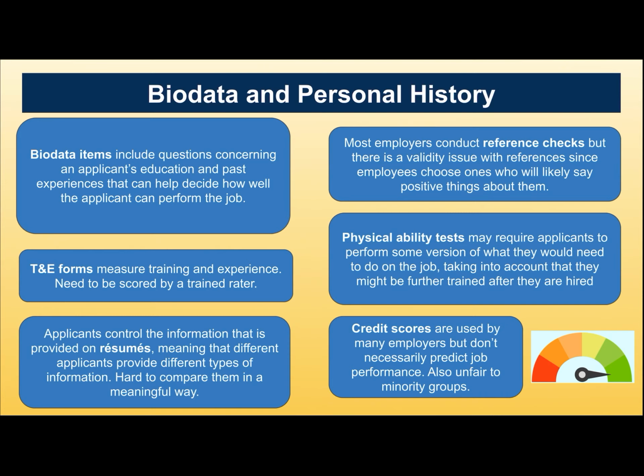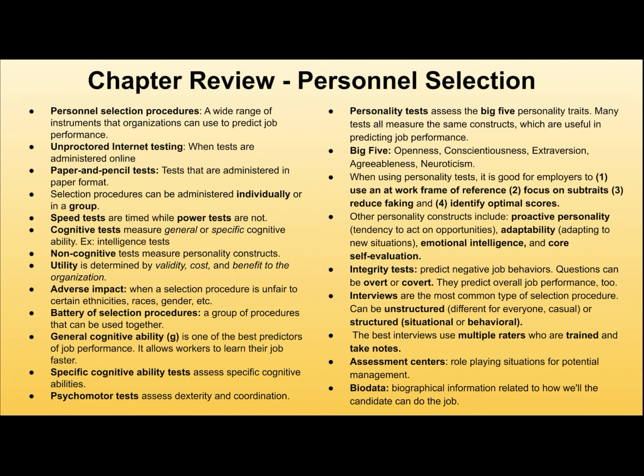They need to make sure that the applicants can handle it. Although it's important to take into account that they might be further trained once they're hired. They don't need to be totally physically ready for the job before they get it. Finally, credit scores are used by many employers, but they don't necessarily predict job performance, and as you can imagine, are unfair to minority groups. So these are 6 more types of information that can be collected by employers when performing selection procedures.